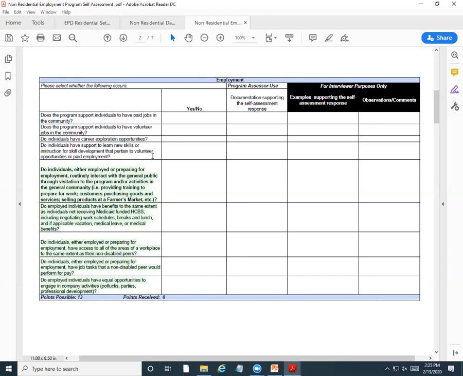Let's see, where are we at? Do individuals either employed or preparing for employment have job tasks that non-disabled peers would perform for pay? Are these members really learning job skills that they can use anywhere else?